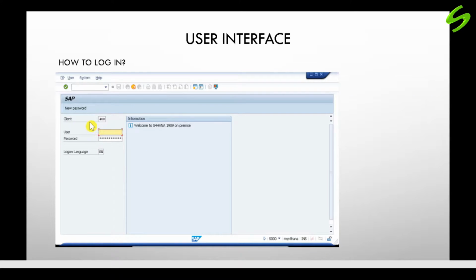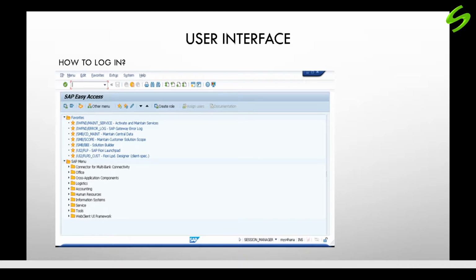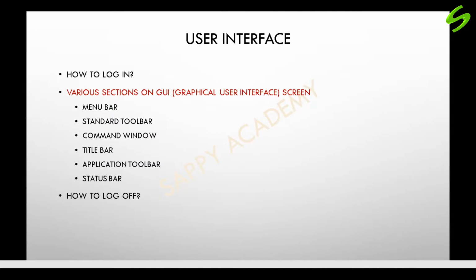The first thing you need to enter is the client, which client you want to work on. If you have multiple clients, you first need to enter the client number. For me, it's 400. And then you enter the username and password, and by default the logon language is English. Once you enter the username and password, you press enter, and it will take us to the SAP Easy Access screen, which is the first screen when we log in.